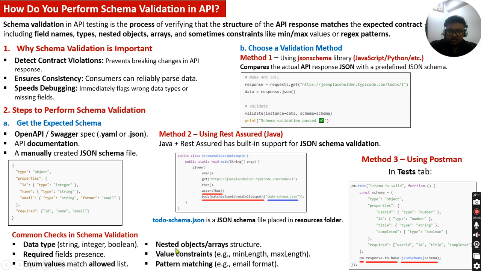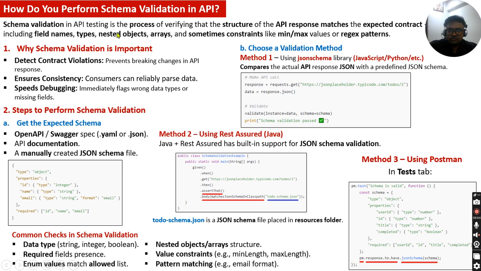Then nested object or array: let's suppose in a city you have a zip code or an area code or something like that, so you need to validate the nested object. Then value constraints, like minimum length and maximum length of that specific field property. Then pattern matching, like email format or mobile number format, where you can use a regular expression to validate the JSON schema. So these are the common checks for schema validation: data type, required field validation, enum validation, nested object validation, value constraints, and pattern matching.